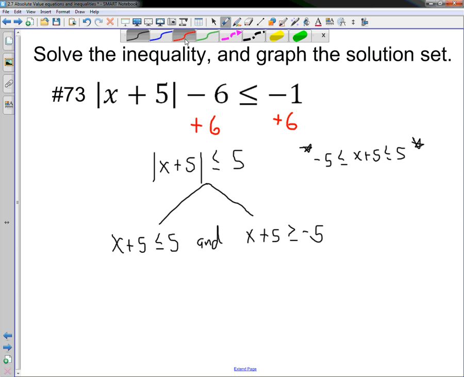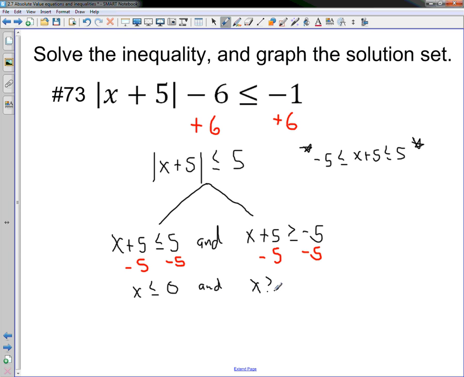So we go ahead and solve these. Minus 5, minus 5. And that gives me x is less than or equal to 0. And minus 5, minus 5. And we have x is greater than or equal to negative 10. Okay, so we have two things going on here. We have less than or equal to 0 and greater than or equal to negative 10. So let's go ahead and graph this, and we'll also write it in interval notation.